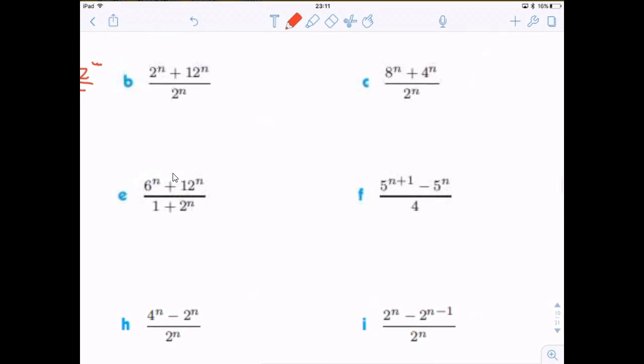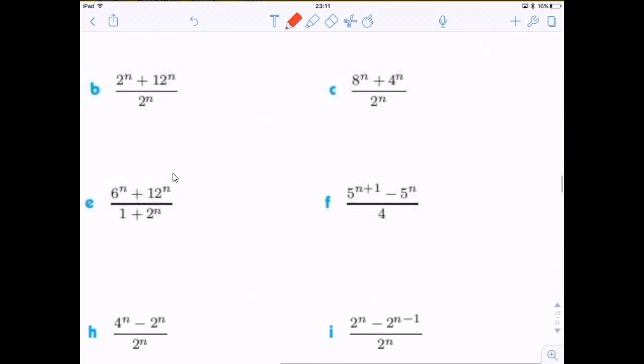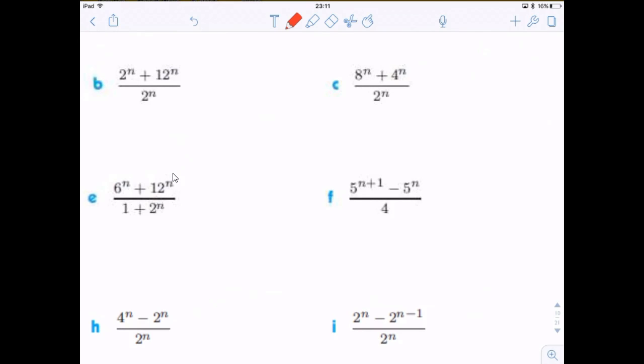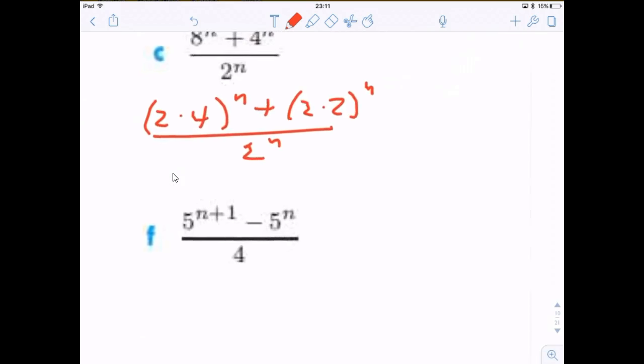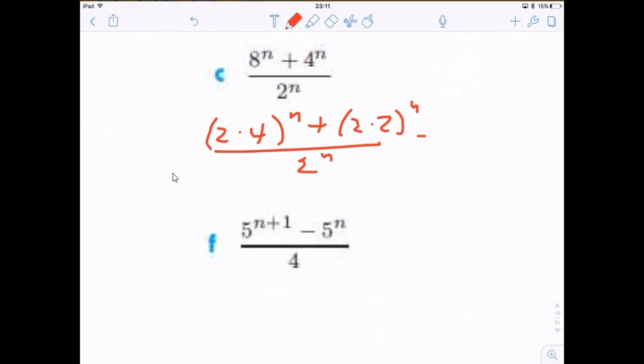Okay, go to C. Ooh, a to the n, that looks related to 2. 4 also looks like it's related to 2. We can write 2 times 4 to the n plus 2 times 2 to the n divided by 2 to the n. And then we could say, okay, let's distribute our n exponents. So we could have 2 to the n times 4 to the n plus 2 to the n times 2 to the n, divided by 2 to the n.